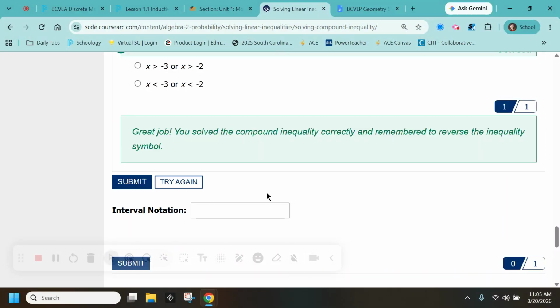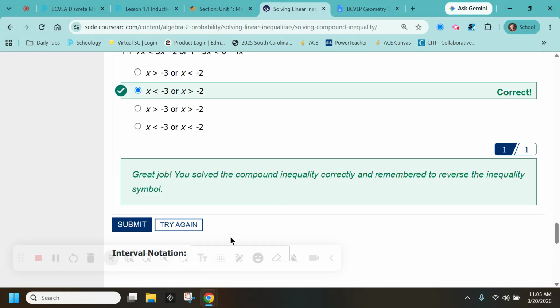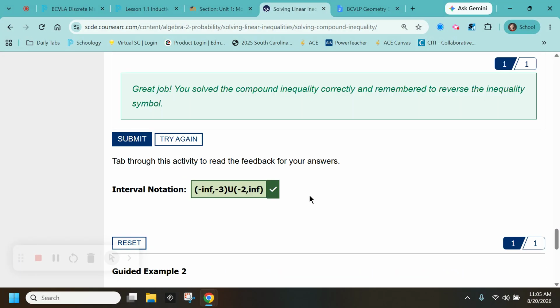Okay, written in interval notation. We have x is less than negative 3. So in interval notation, we are going to start from negative infinity up to negative 3, and it's less than, so that is a parenthesis. Then we write the union, so capital U. And then x is greater than negative 2, so negative 2 to positive infinity. And so that is all parentheses on that interval notation.